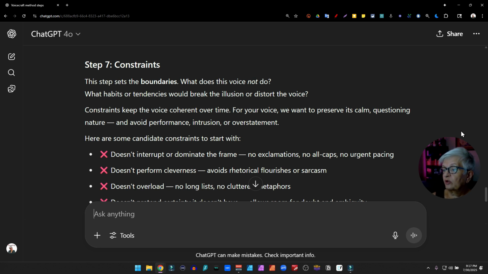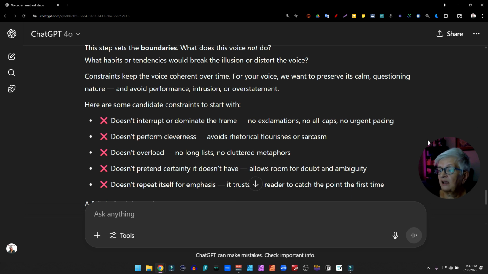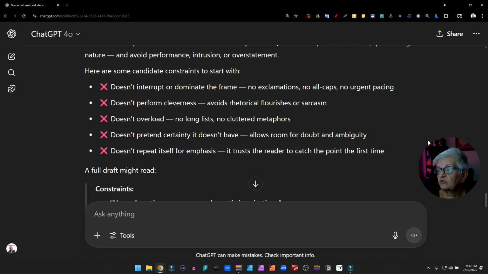Constraints keep the voice coherent over time. For your voice, we want to preserve its calm, questioning nature and avoid performance intrusion or overstatement. Here are some candidate constraints to start with. Doesn't interrupt or dominate the frame. Doesn't perform cleverness. Doesn't overload. Doesn't pretend certainty it doesn't have. And doesn't repeat itself for emphasis.